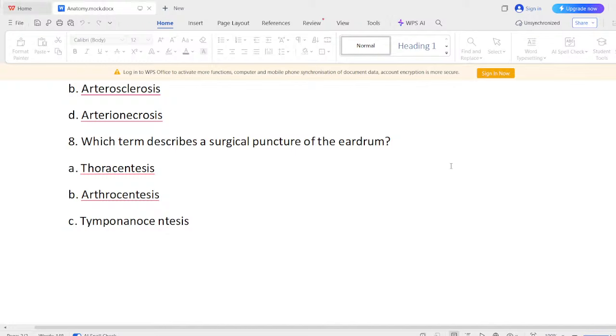Actually, the answer is option C, tympanocentesis. Okay. Venu, correct answer. Anji Kauda, correct answer. Abida, correct answer. Because tympano is completely related to our ear. Okay, so it is that.